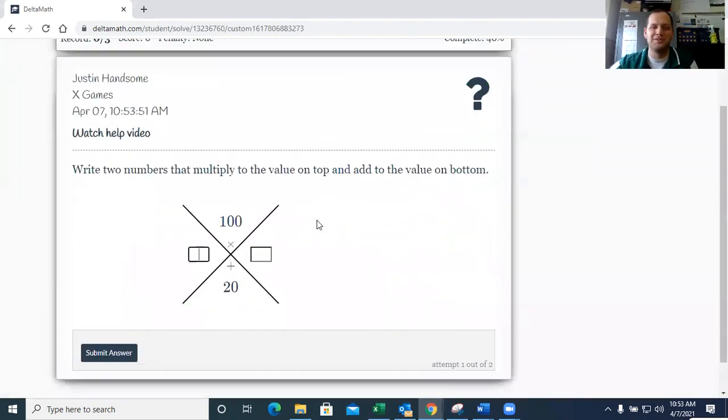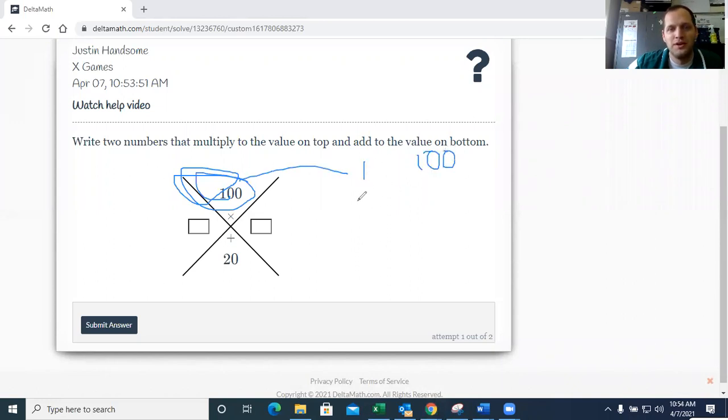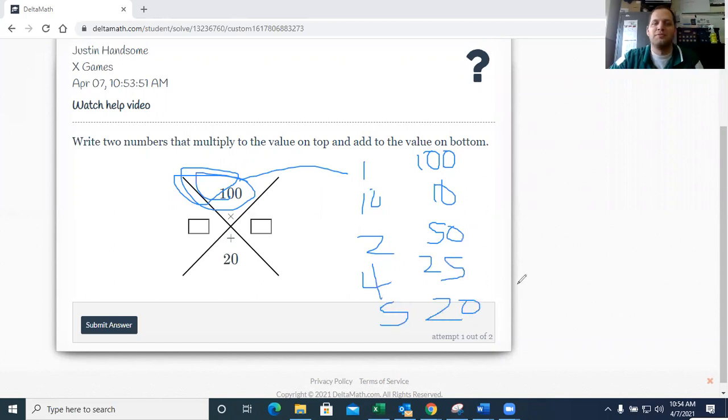So I can move on to the next section, the X Games. I love the X Games one. With the X games, the first thing I usually do is I list out the numbers that multiply to be that top. So in this case, 100. I've got 1 and 100. I've got 10 and 10. I've got 2 and 50. I have 4 and 25. And I have 5 and 20. That is about it for all the numbers that multiply.